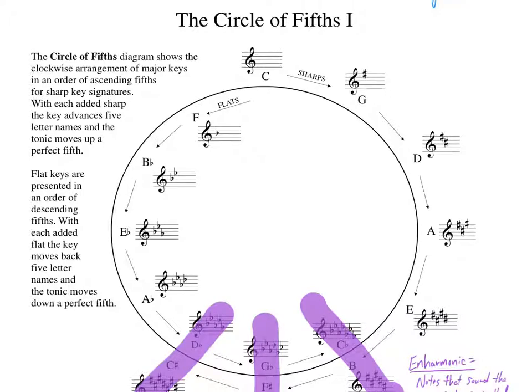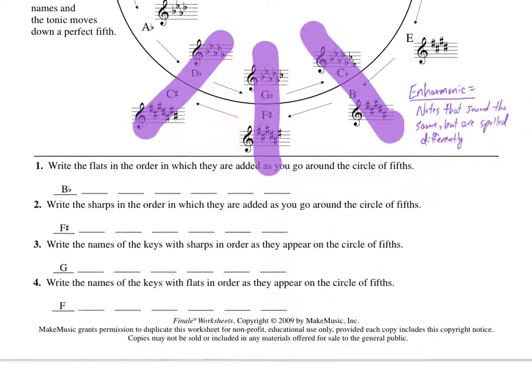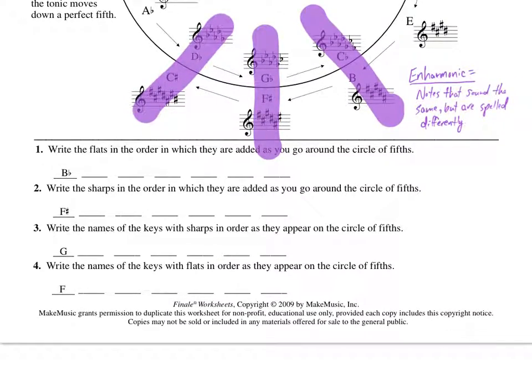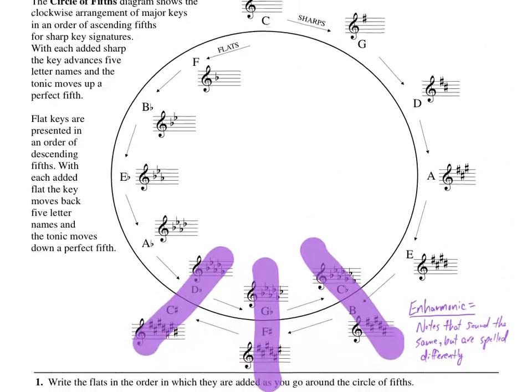Now let's scroll down and read what it wants us to do. Number 1, write the flat keys in the order in which they are added as you go around the circle of fifths. So it wants flats first. Well, we know that flats go to the left, and it tells us the first one is B flat.